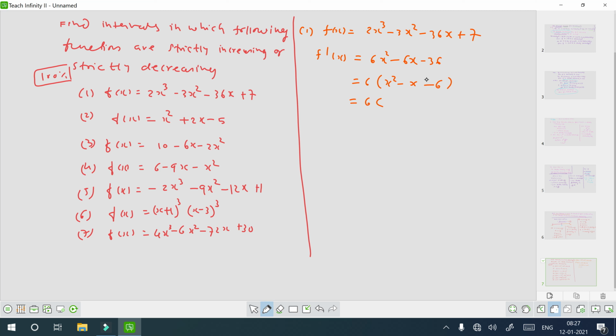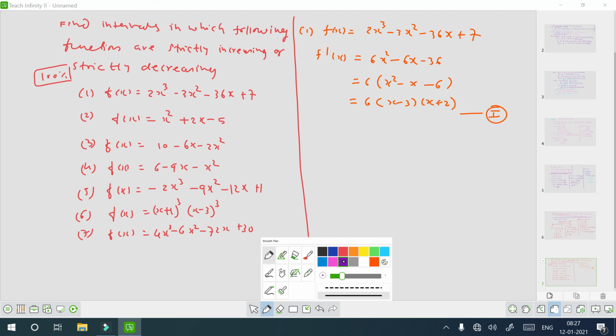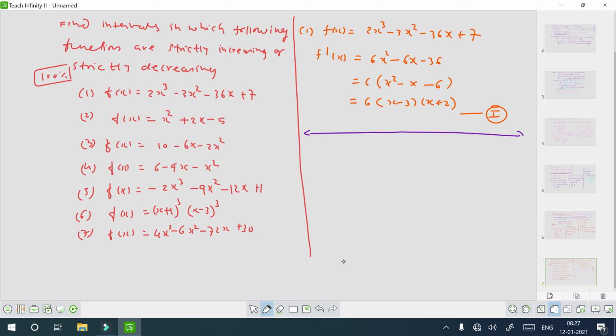Now the main thing, factorize it. We have to check where it is 0. (x minus 3)(x plus 2). Call this result number 1. Clear? Now see here. Now draw the real line, plus infinity to minus infinity, where it is 0, at minus 2 and at 3.